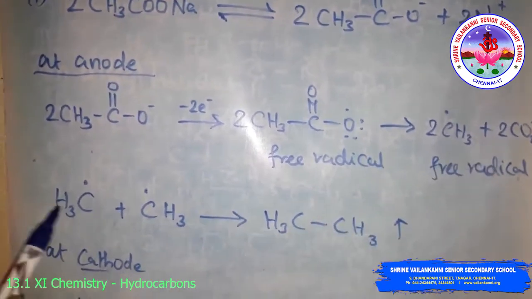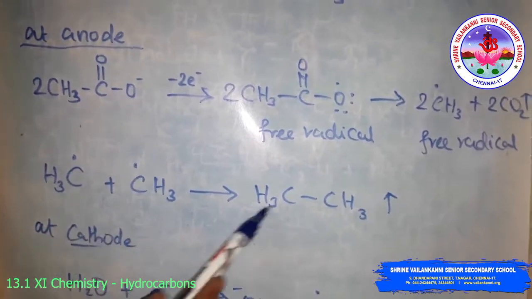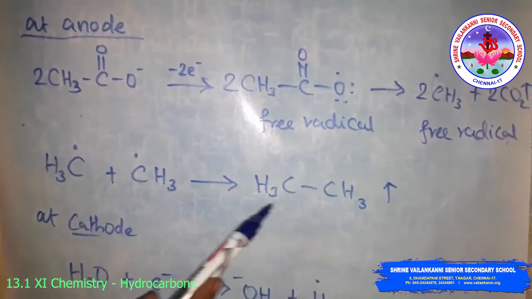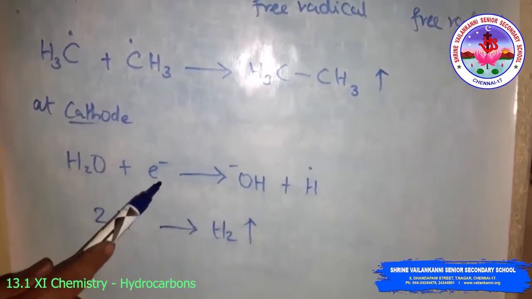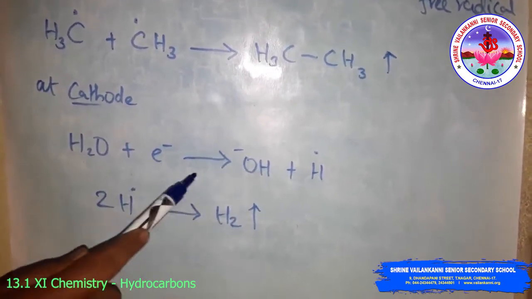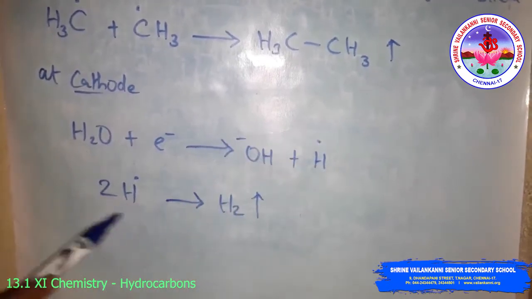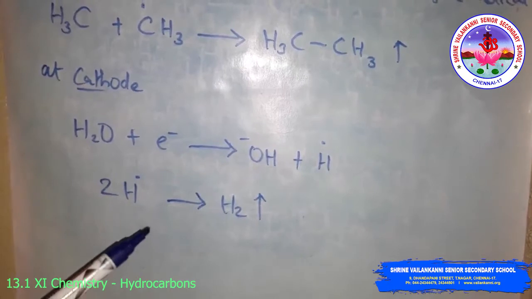Then in the next step, the methyl free radical reacts with another methyl free radical, and you get ethane, that is the ethane gas. Then at the cathode, H2O gains one electron, so OH minus and a hydrogen free radical are formed. Then two hydrogen free radicals join, and you get hydrogen gas.